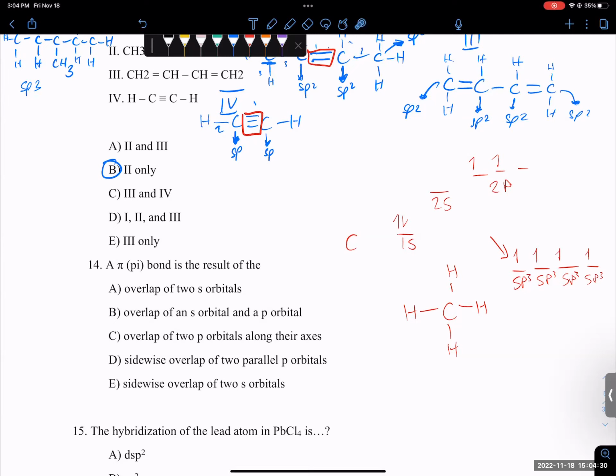And they're all going to have an energy that's halfway between S and P. So maybe, you know, we're all college students, right? So maybe this will help if you still don't understand it, all right?